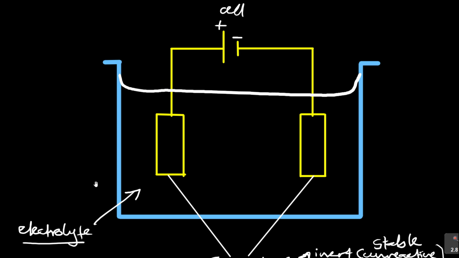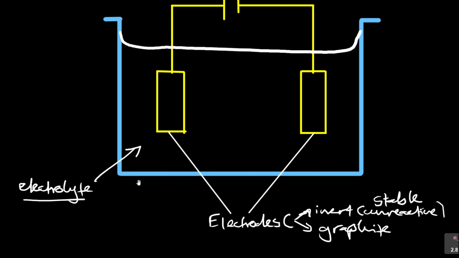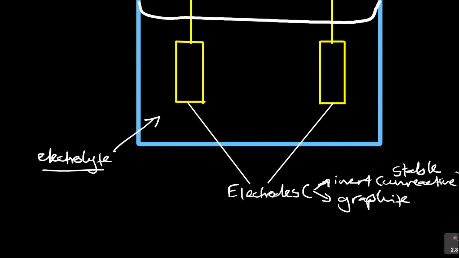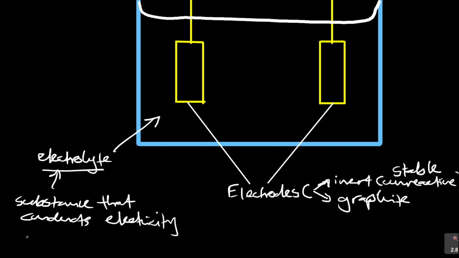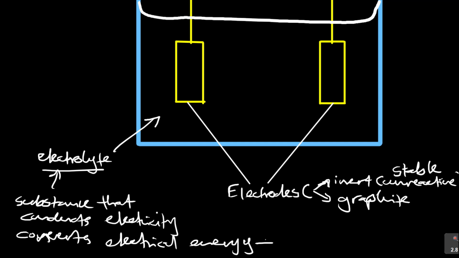Now also they will want you to define what an electrolyte is. So what is an electrolyte? We are saying an electrolyte is a substance that conducts electricity. And what does it do? It converts, so when you're talking about the electrolyte, it converts electrical energy, because you pass in electricity from the cell, into chemical energy.